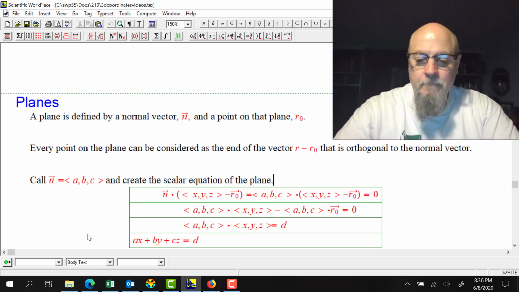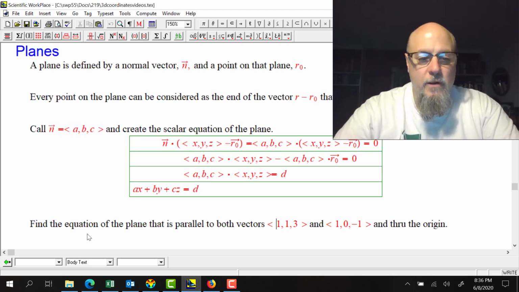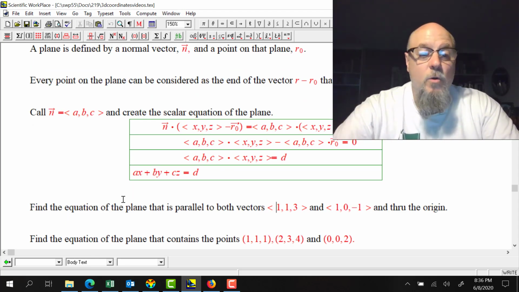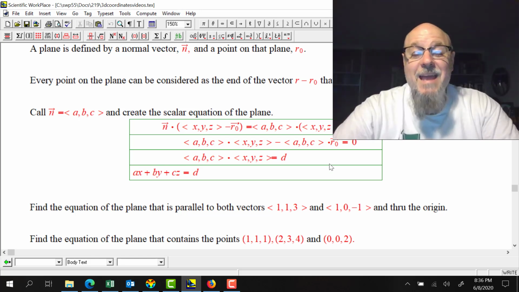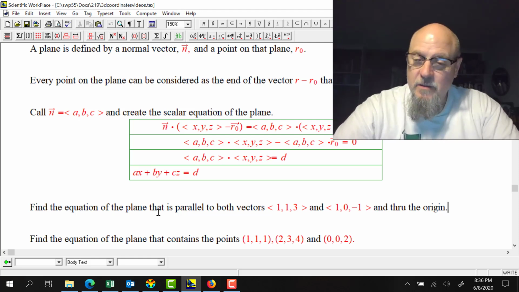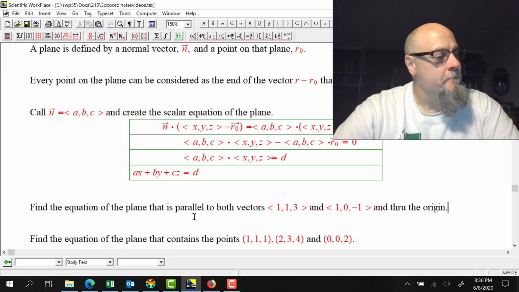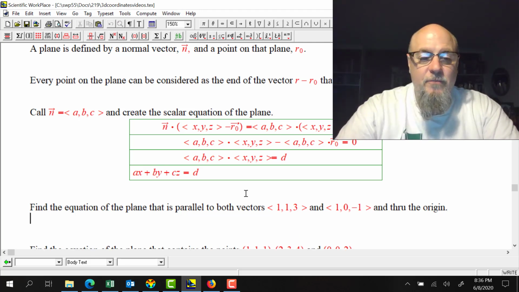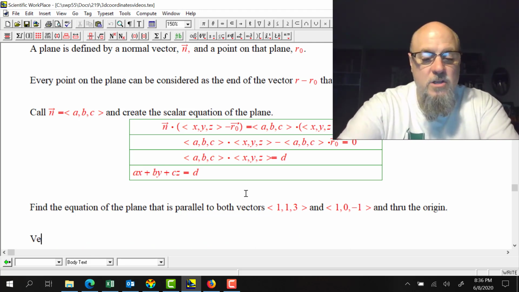All right. We made our scalar equation of the plane. So now let's answer a question. Find the equation of the plane that is parallel to both vectors and goes through the origin. Now, there's 2 ways to answer this question. Because it just says equation of the plane, they're not telling me vector equation of the plane or scalar equation of the plane. So let's first find the vector equation of the plane.